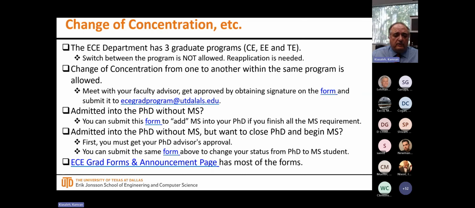Change of concentration from one to another within the same program is allowed. You have to meet with the advisor and actually do this. And also we get often from students questions like, I'm a CE student, I want to become a CS student. What do I have to do? We are not the CS department. We don't deal with the CS department. That's an entirely different department. So you have to actually reapply to CS. We are not going to be able to just simply transfer you to another program or another school.